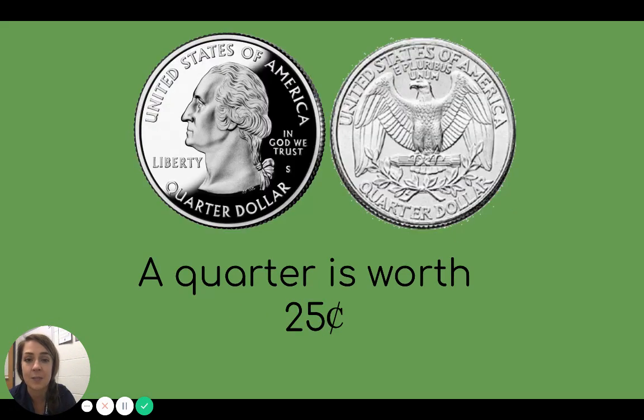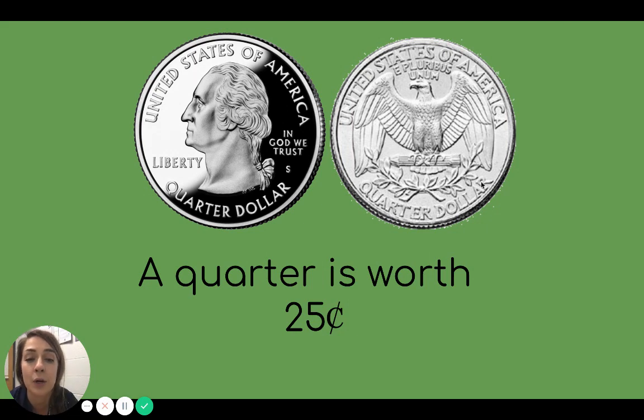All right, last but not least, we have our quarter. A quarter is worth 25 cents. 4 quarters go into $1. So if you have 4 quarters, it equals 100 cents or $1. On the front of our quarter is George Washington, our first president.